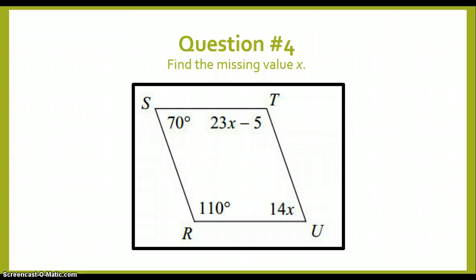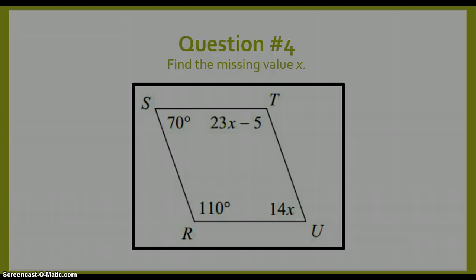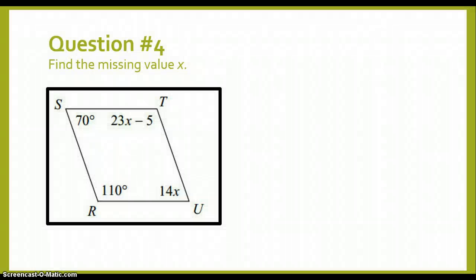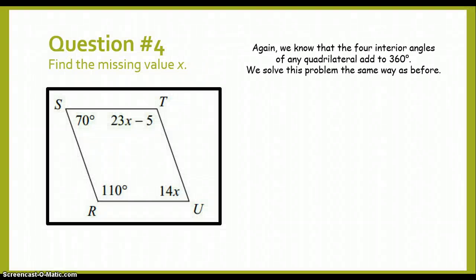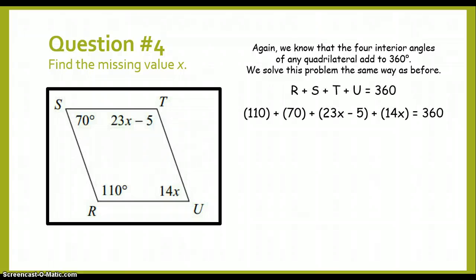Question 4 is a little more complicated, but it's still about quadrilateral angles. So again, we know that the four interior angles of any quadrilateral add to 360 degrees. So we're going to do this the same way. But instead of plugging in just angles, we plug in the whole thing. So R equals 110 degrees. So we plug that in for R.